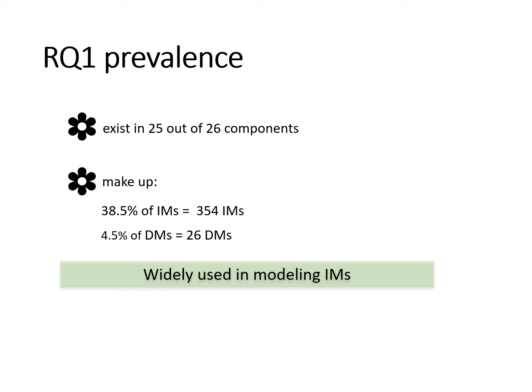Now let's look at our results. We found that 25 out of 26 components have flowers. More than 350 interface models are flowers, making up more than 38% of interface models. In contrast, only 26 flowers are design models. So we have seen that flower models are widely used in interface modeling. So we decided to investigate why developers use flower models for interface modeling in particular.